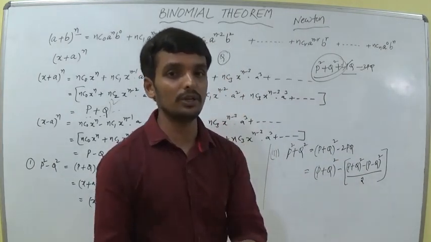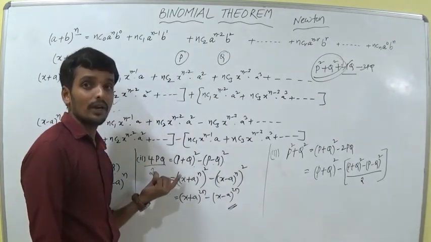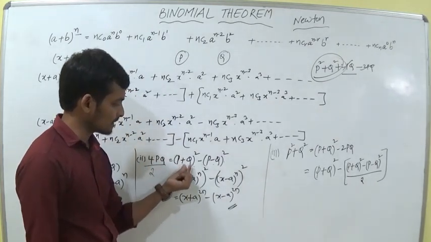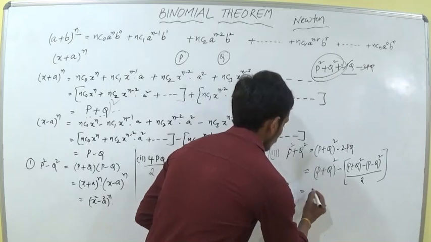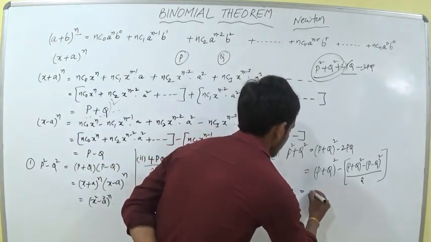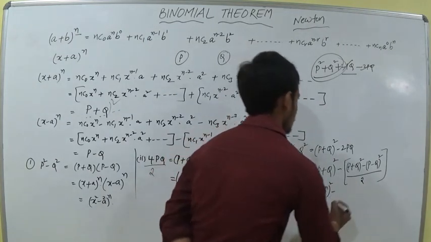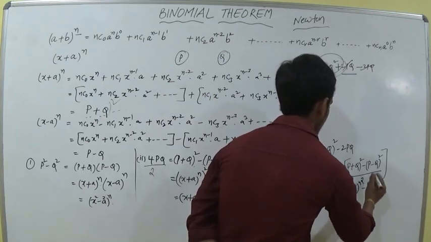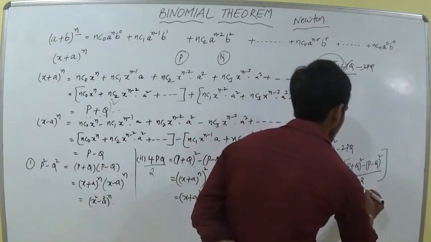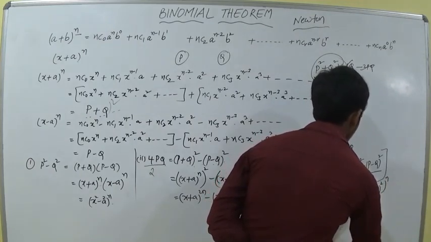We don't have the value of 2pq. But in the previous problem, we have solved 4pq. If you divide by 2, we get 2pq. So 4pq is (p plus q) whole square minus (p minus q) whole square. I am dividing by 2. That is equal to, what is p plus q? This is (x plus a) whole power n, whole square, minus, p minus q is (x minus a) whole power n, that is ((x minus a) whole power n) whole square, by 2.